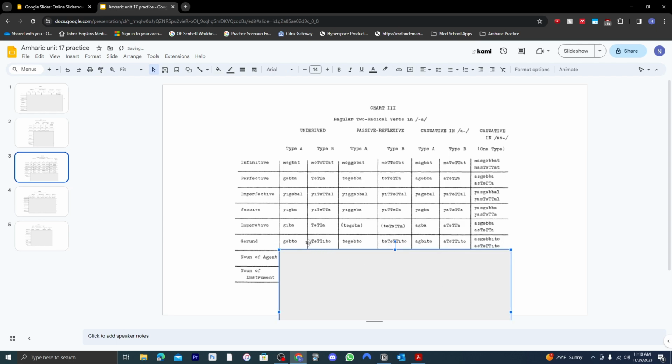Gepto, teteto. It did keep the T, and hopefully that's what I was trying to say. I think when I was doing these ones, egepto, agepto, hopefully is what I said. Ateteto, askebeto, astetato.